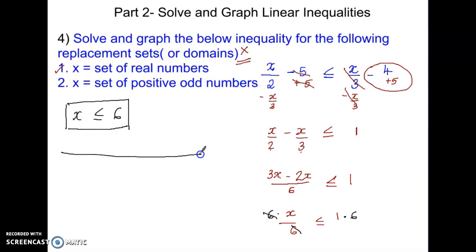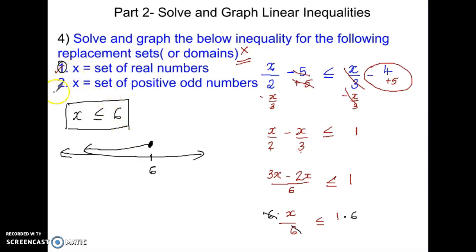That means on a number line, for the first set here where x is the set of all real numbers, if this is the number 6, I can include 6, so that should be a darkened circle, and all the numbers that are less than 6. So we move to the left. The left side has numbers less than 6. So that's the solution for the first one.